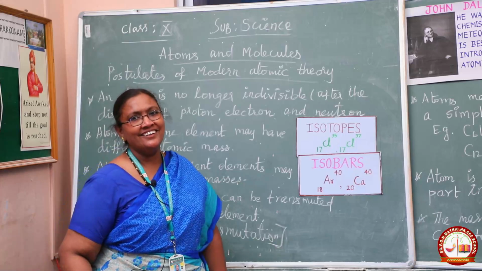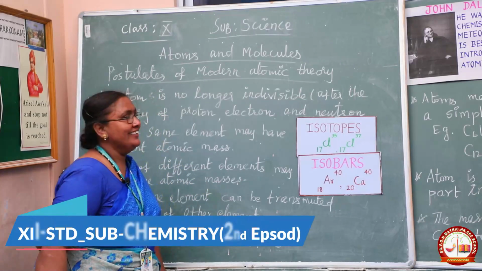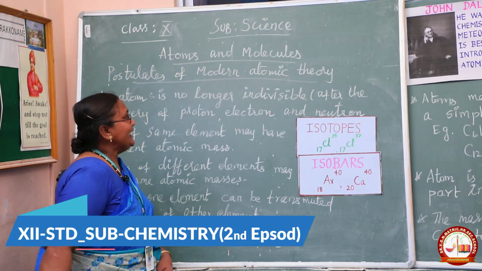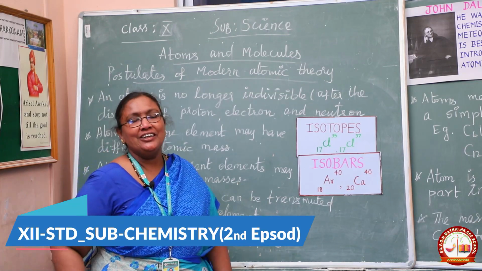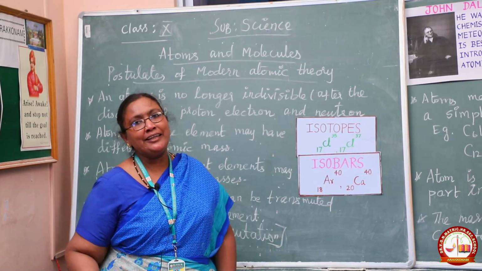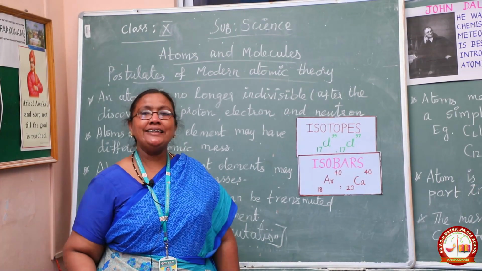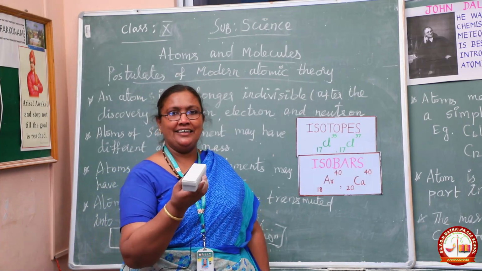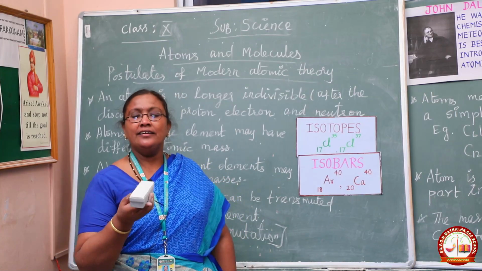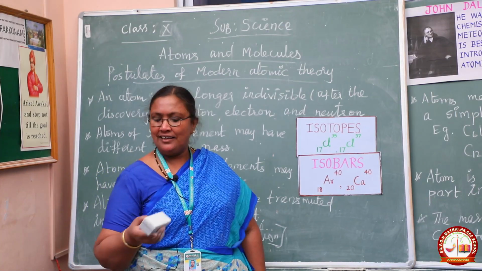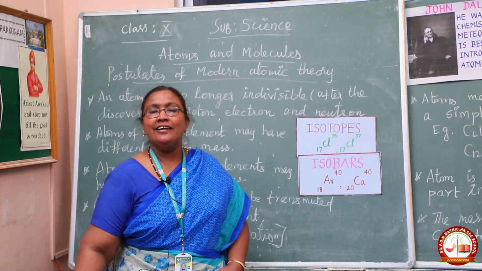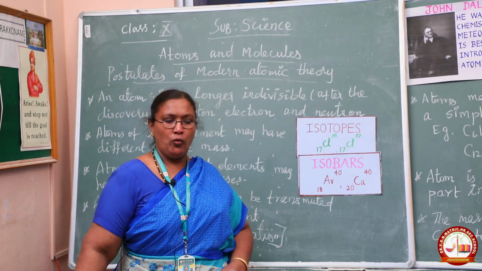Hi children, now we are going to see the topic Atoms and Molecules in 10th Science. Already you have learnt in lower classes, we are surrounded by many matters. What is matter? For example, see, I am having a duster. This duster is a kind of matter. This duster has a mass and occupies some space. So from this understanding, we can understand what matter is.